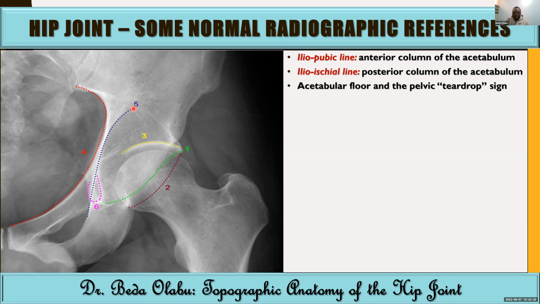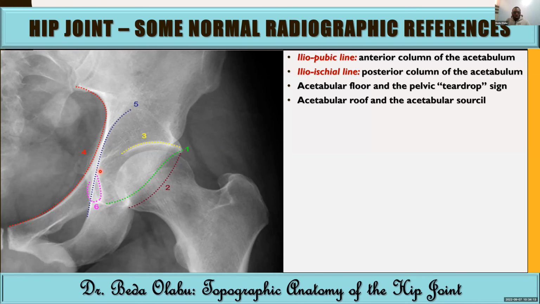We have the acetabular floor. This is the acetabular floor. It appears very thin at that point. And from there, we can see that separated from it by a thin bone, on the medial side, we have the pelvic cavity. So that's the acetabular floor. Now, just below that floor is this thing here, which looks like a teardrop. We actually call it the pelvic teardrop sign. It represents some superimposition of some bones and lines at the floor of the acetabulum.